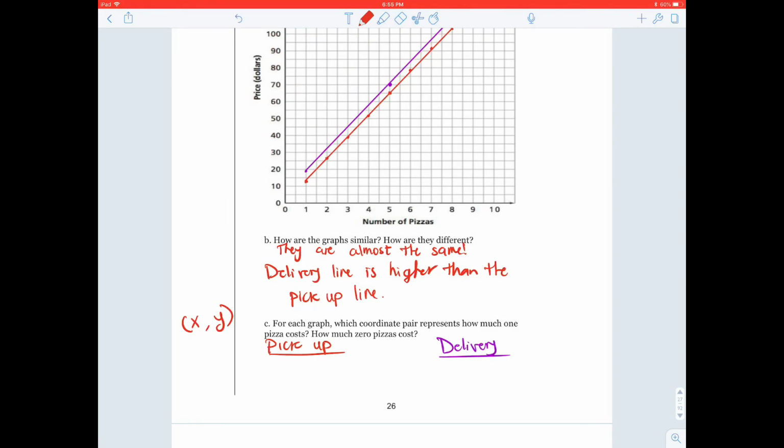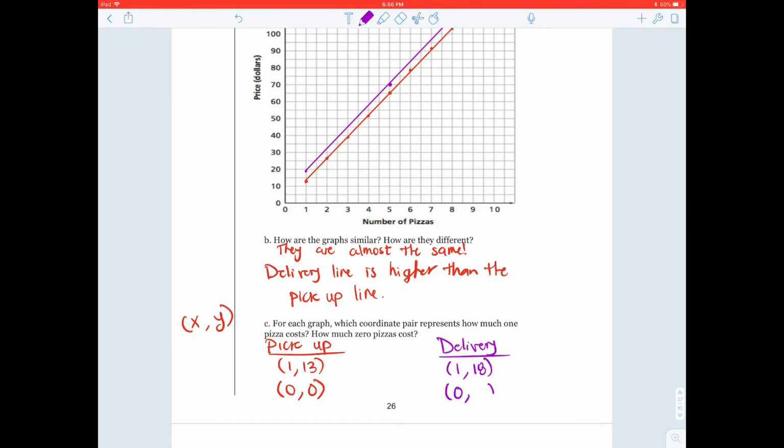So how much one pizza costs? Well, if we find 1 on the x-axis, what is our y-coordinate? We said that was 13. What about 0 pizzas? What do you think? Well, 0 pizzas should cost $0, right? Okay. Let's go ahead and do this for the delivery option now. How much does 1 pizza cost? Well, 1 pizza costs $18, right? That's 13 plus the $5 delivery fee. So there's our coordinate, 1, 18.